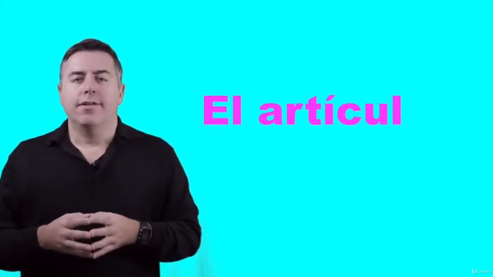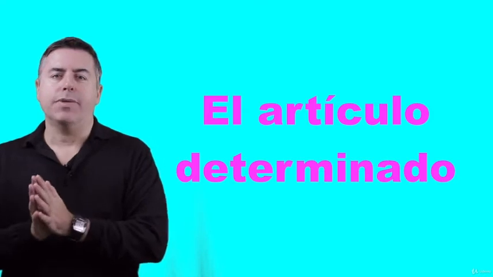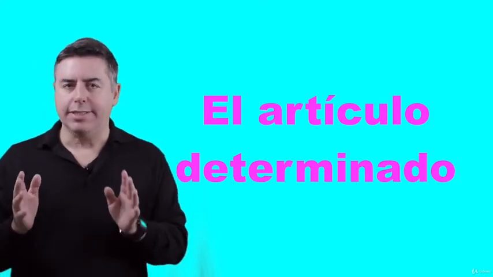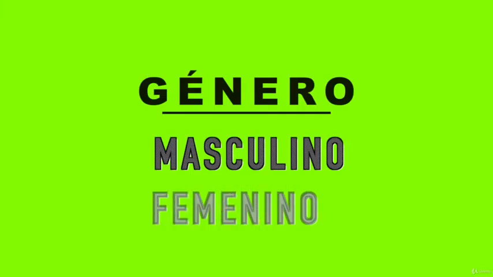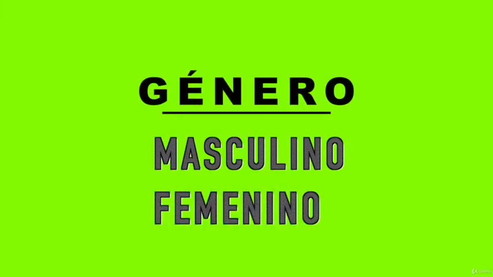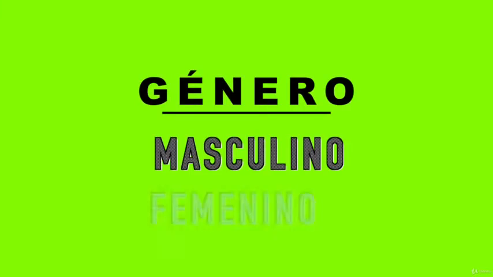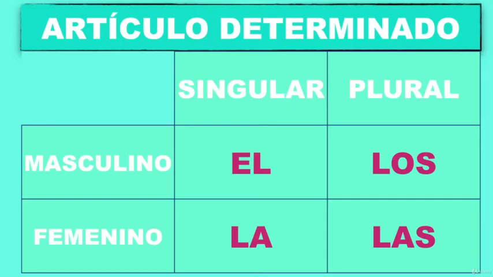In this lesson, we're going to learn the artículo determinado, definite article in English. In Spanish, nouns have gender, masculino or femenino, and number, singular or plural. If the noun is masculine, singular, masculino, singular, we use el. If the noun is masculine, plural, we use los.